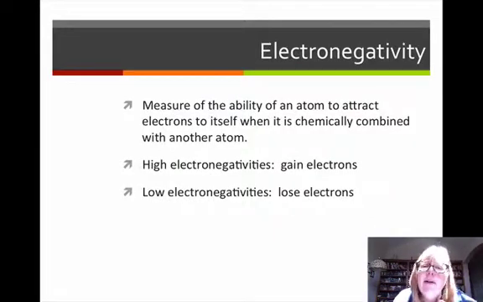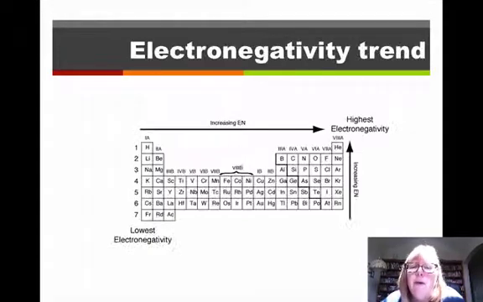All right, and finally, we're going to look at electronegativity, and its definition is also important. We talked about this a lot when we were in our bonding unit. It's a measure of an atom's ability to attract electrons to itself when it is chemically combined with another atom. So things that like to gain electrons have high electronegativities. And things that have low electronegativities are ones that tend to let go of their electrons a little more easily.